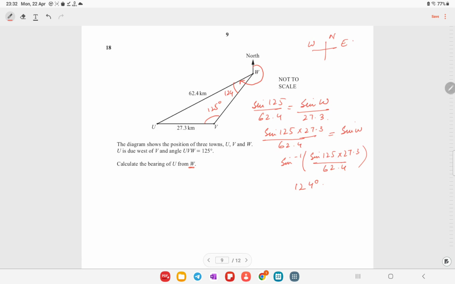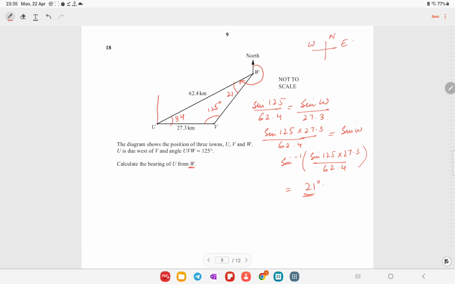Apologies, this is 21 degrees if you do it on the calculator. So this is going to be 21 degrees, and once you have done this, the sum of all three angles is going to be 180. So this is going to be 180 minus 125 minus 21. This is going to be 34.